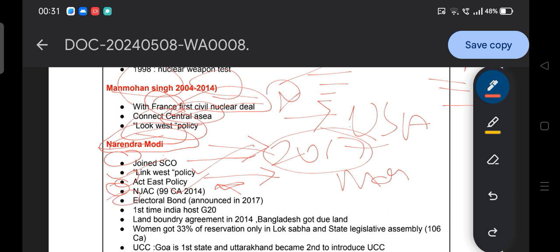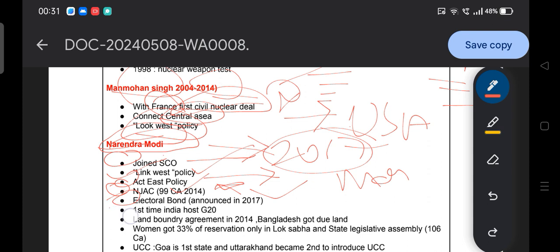Then electoral bond. We all know that the electoral bond was announced in 2017 but introduced in 2018 under the Narendra Modi government, so do remember that. But right now the electoral bond is no longer an existing scheme, as we have already discussed in the last class.